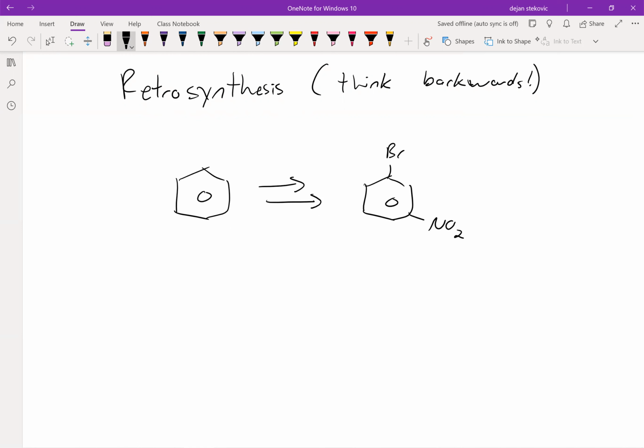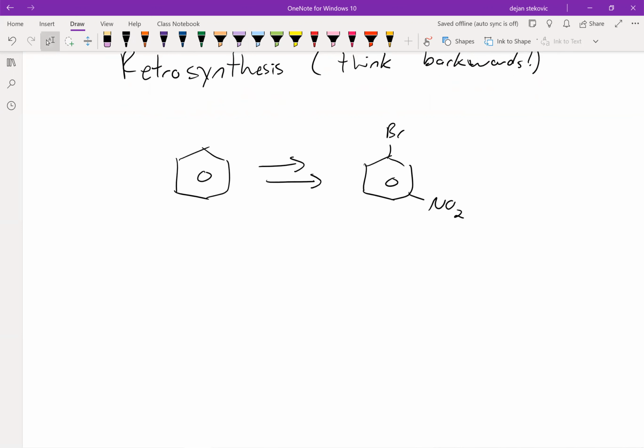So what you want to think about here generally is to think backwards, right? So we could think of doing this in essentially just two different ways. Either we could have added the nitro group last, or we could have added the bromine group last. So let's take a look at what happens if we added the nitro group last. So if we add the nitro group in this step, that means that our bromo group was already there.